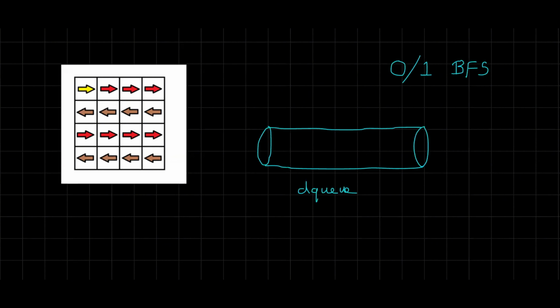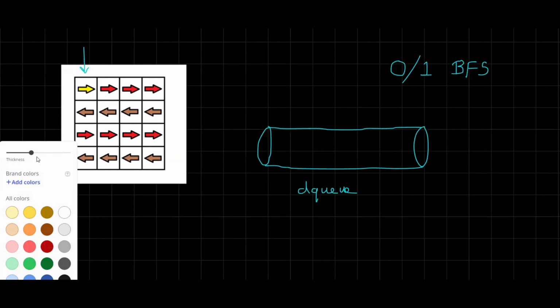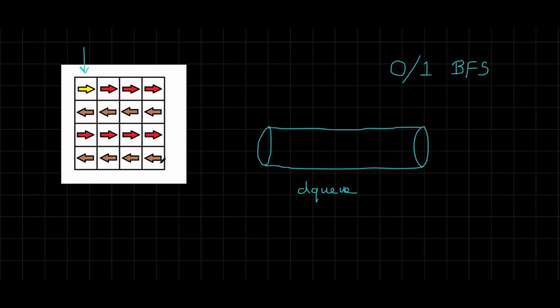Here, to understand the algorithm, we have taken the same example. Currently we are at this position 0. Let's make the thickness deeper. And now our goal is to reach this cell. Now, this is the direction, so we can go in the right direction.